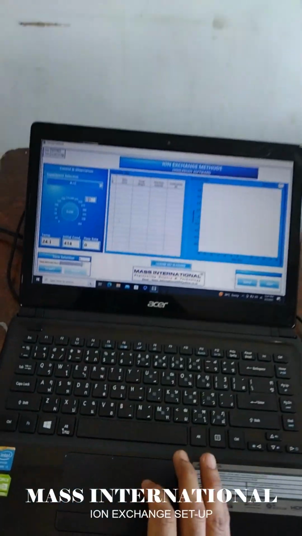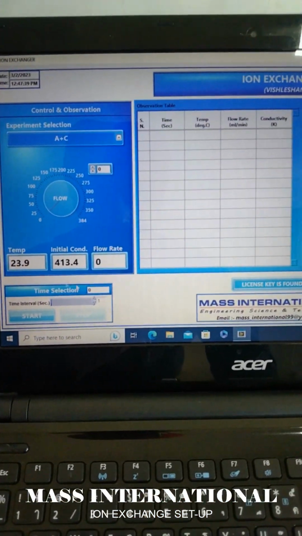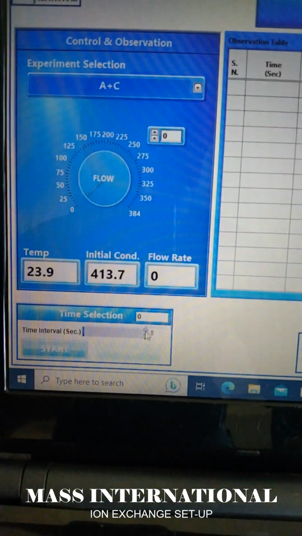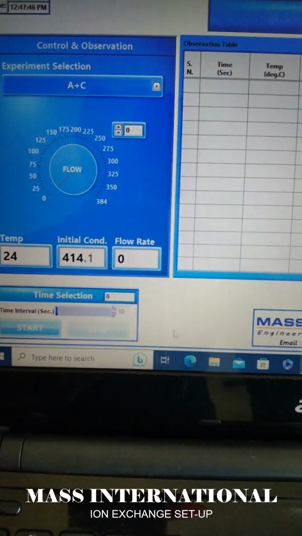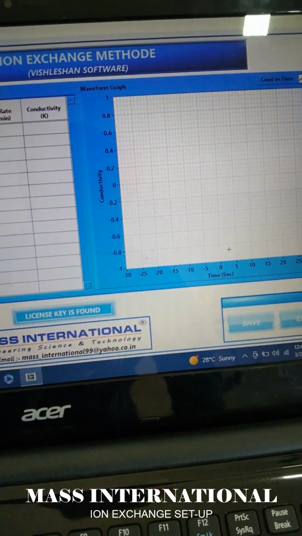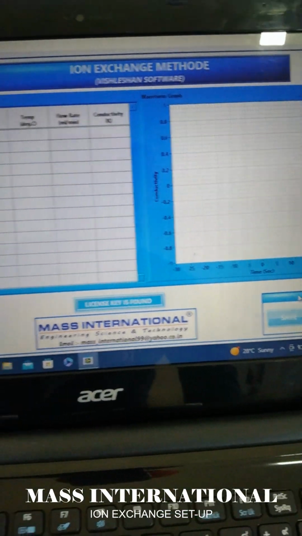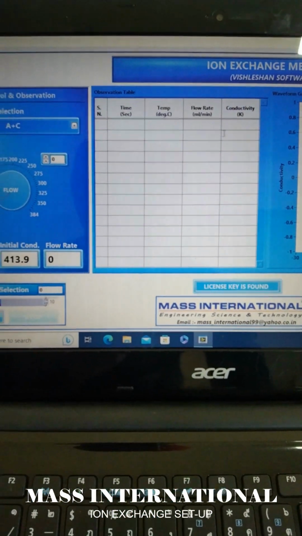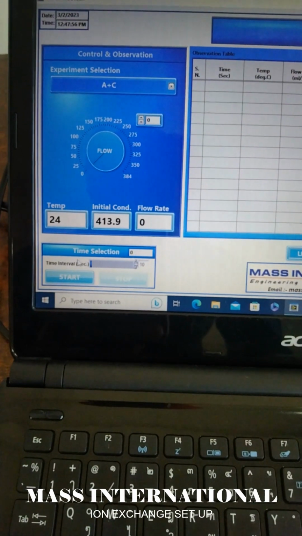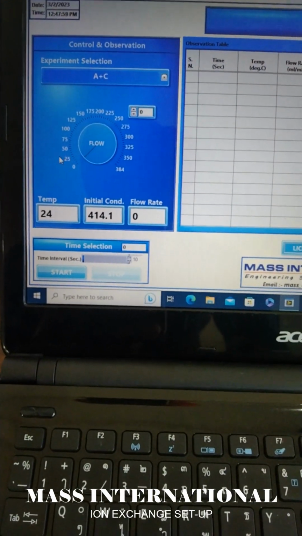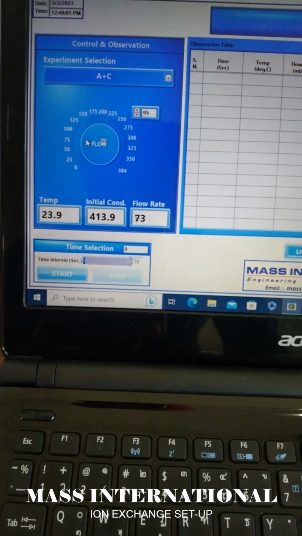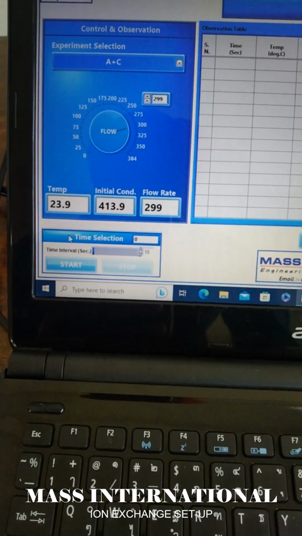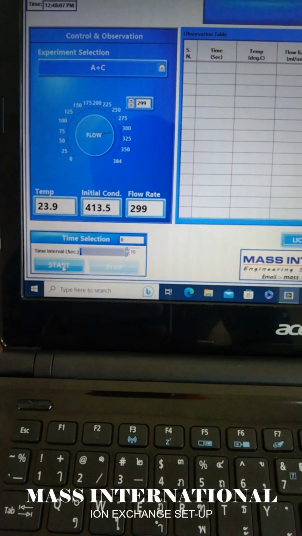Now we first choose the time selection, where we increase the time in 10 second intervals, to plot the graph of conductivity versus time. There are 4 readings: time, temperature, flow rate as well as conductivity. Firstly we have to set the flow rate of the pump, which is in ml per minute. Now we set the flow, then press the start button.